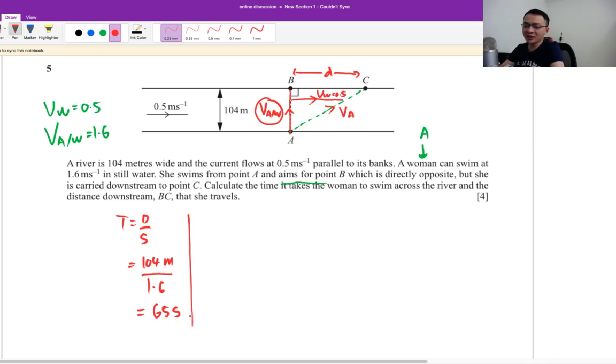And some students prefer to get this length AC. You can do that also. You get the distance of AC, and then you divide by the velocity of the woman, I mean the real velocity of the woman. Yeah, you will get the same answer also, 65 seconds.